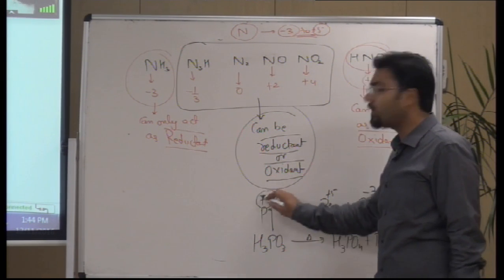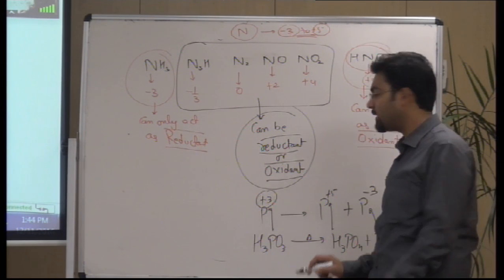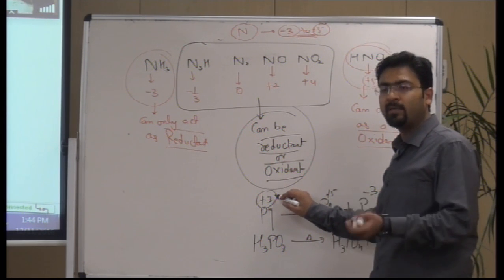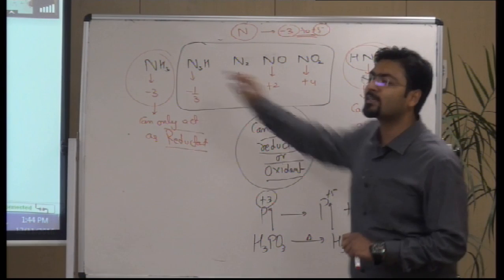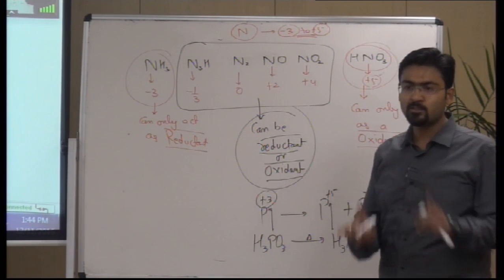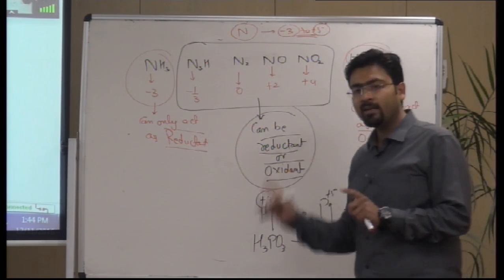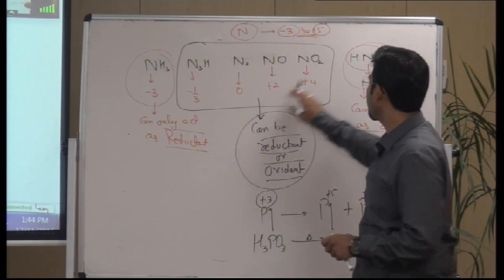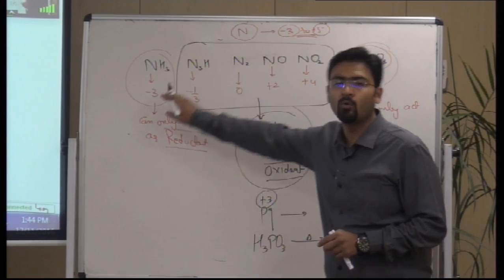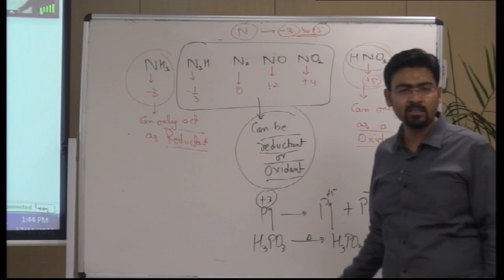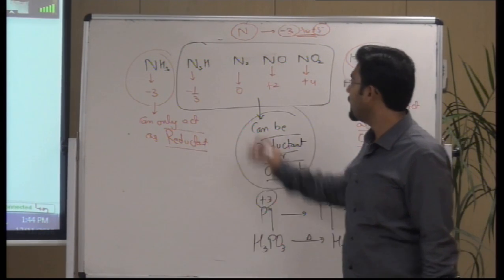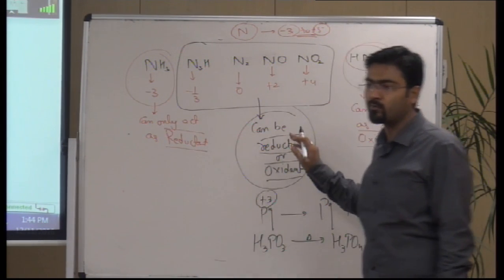So you should not take it as a misconception that whenever an element disproportionates, it goes to extreme oxidation states. This is wrong. One will increase, one will decrease, but that increase may not be to the highest or the lowest one. In this case it is happening in such a way, but it may not be. It can be just one value up, one value down. Got it?